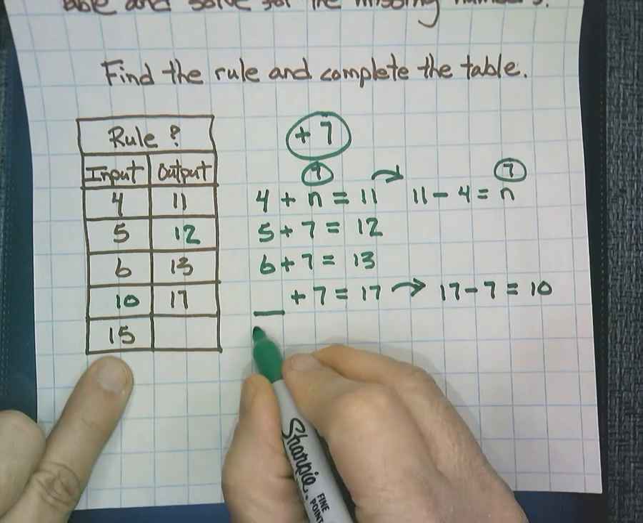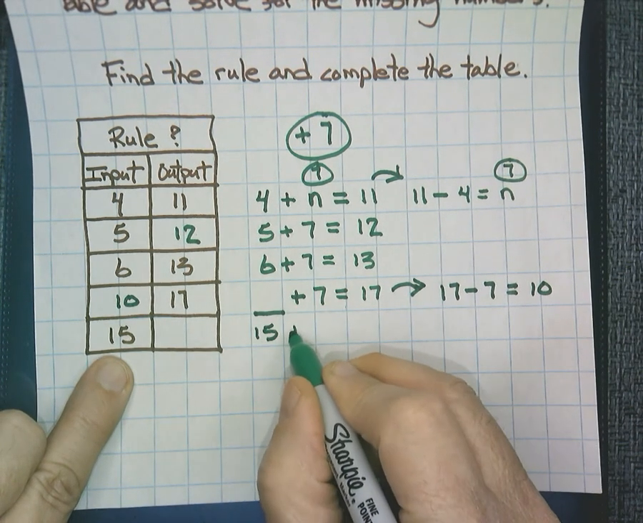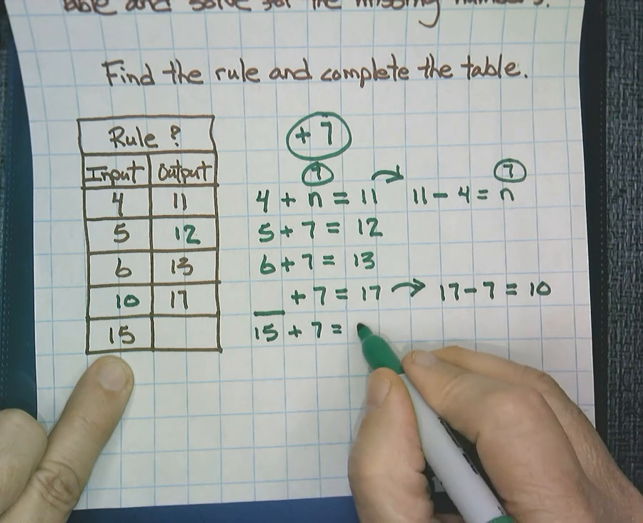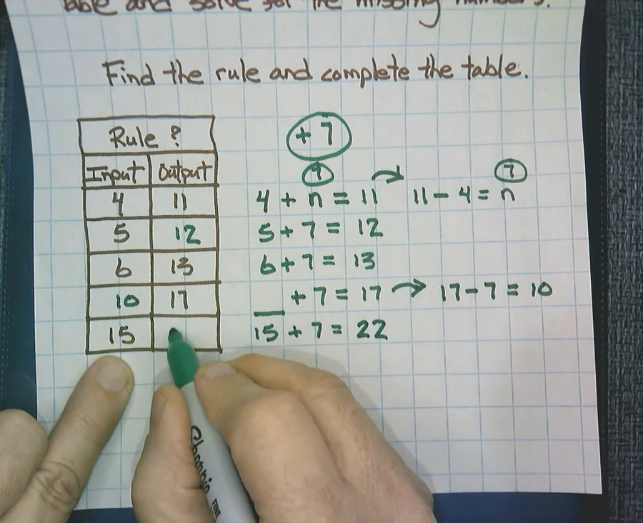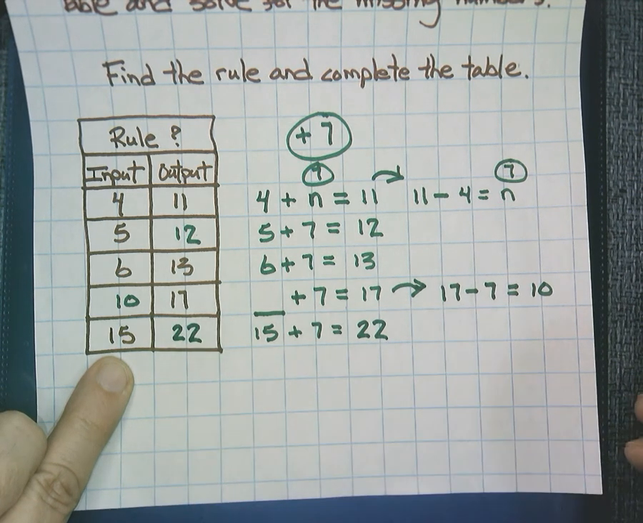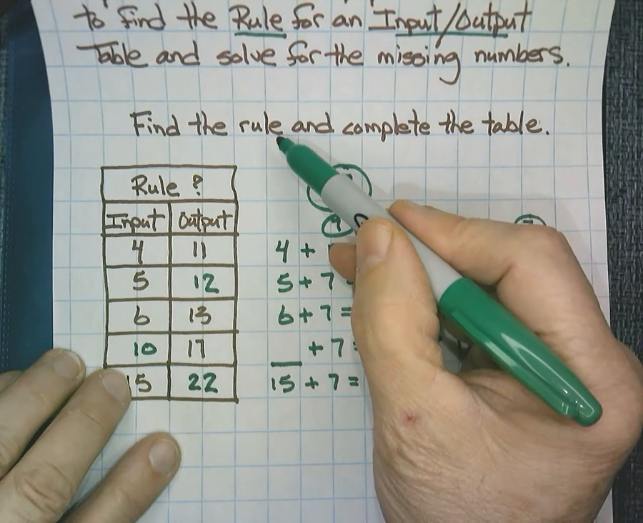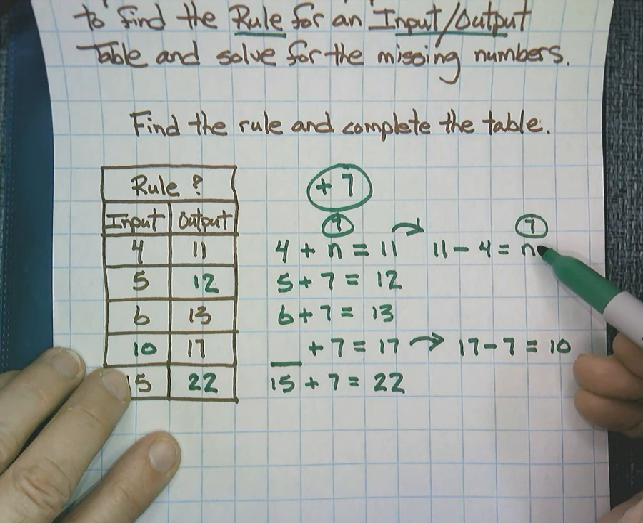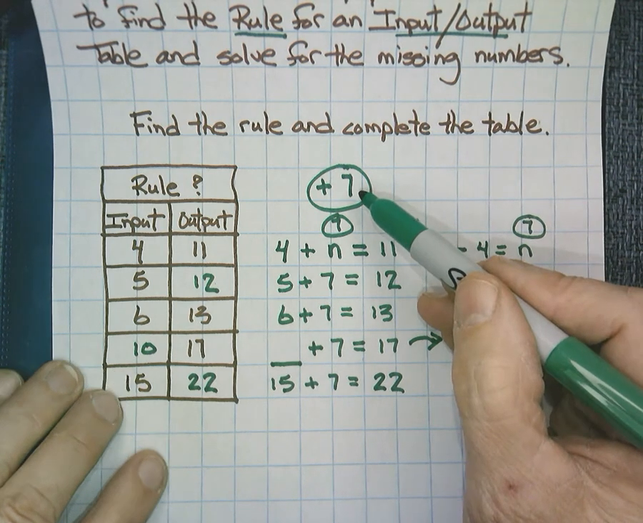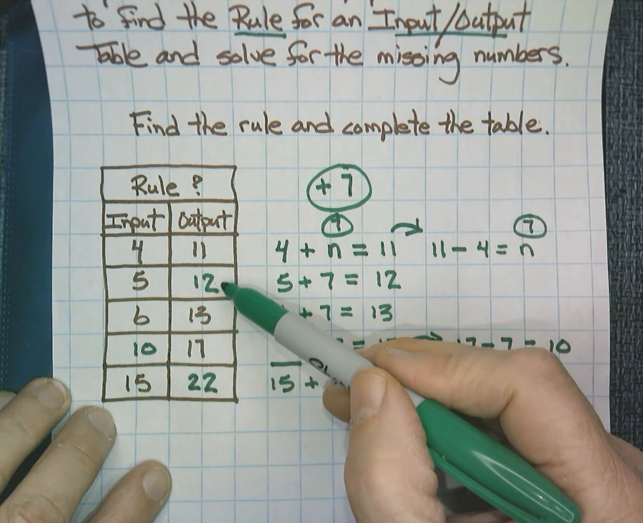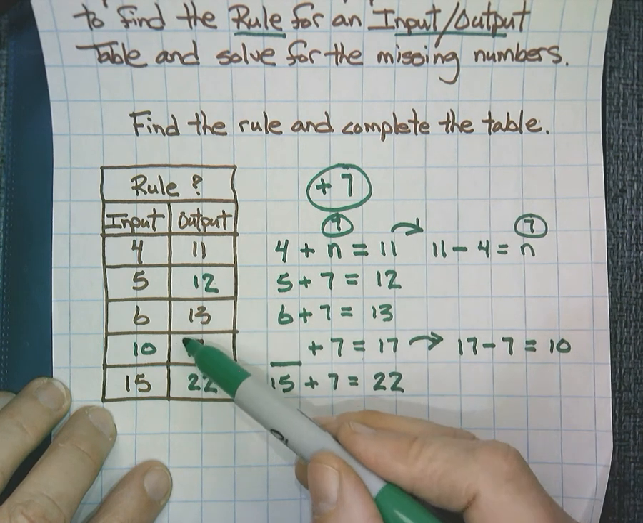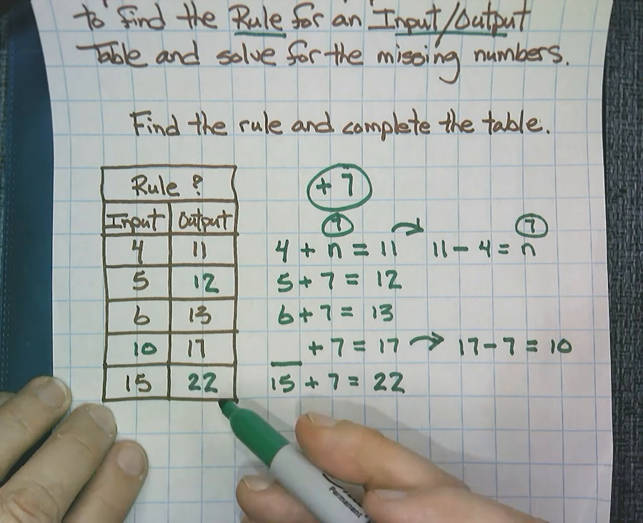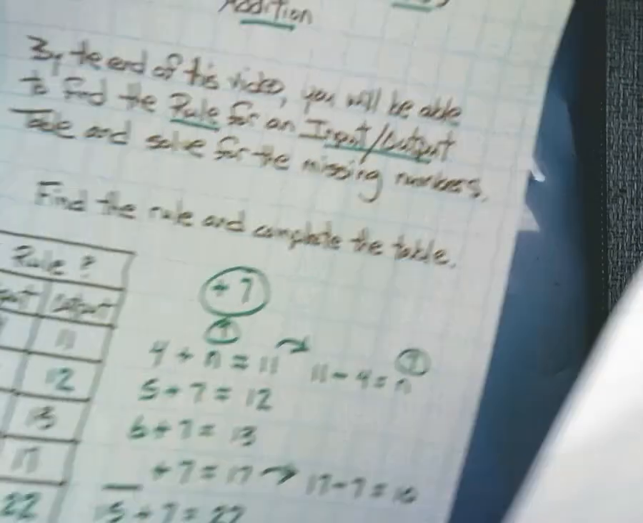And finally, 15 plus 7, that's our rule. And when you add that using a strategy for addition, you would get 22. So that's what we mean when we say to find the rule, which we used our equations to do that and our fact family knowledge. Once we found the rule of plus 7, we just had to use that to find the missing numbers. And in this case, we had to use our knowledge of fact families to find the input value.